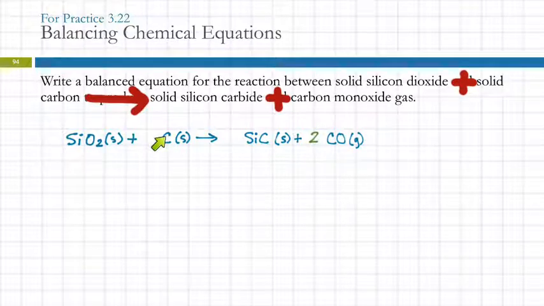Now we're going to look for carbon. I've got one carbon here, and you have to look everywhere. There's a carbon hiding right here, and then in the carbon monoxide, I've got how many? 2. So I have a total of 3 carbons on the right side. So then I need to put a 3 in front of the carbon over there. And when I did that, it didn't mess up the oxygens or the silicons. And there's the balanced equation. Any questions? That was an easy one.